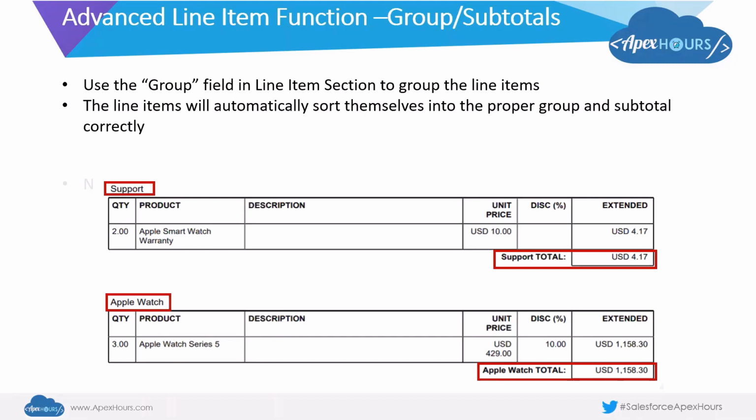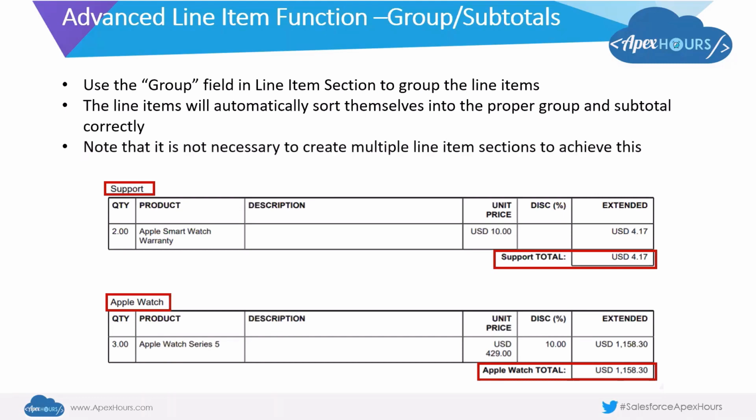So we do not have a necessity to create multiple line item sections to achieve this. We could just do it with one line item section by using this group field to achieve the groups and subtotals.